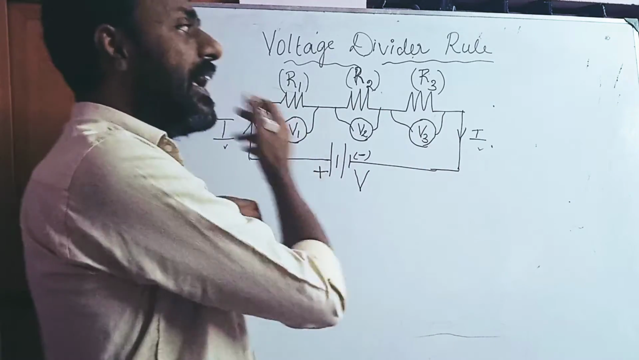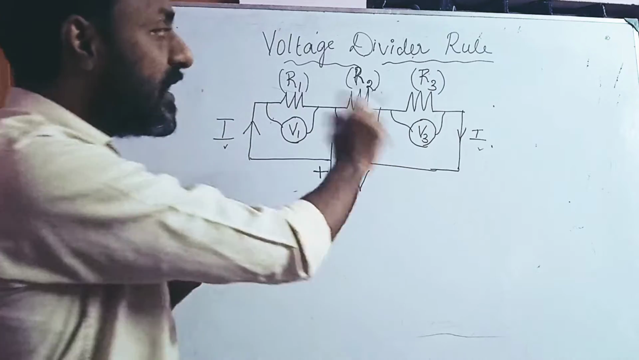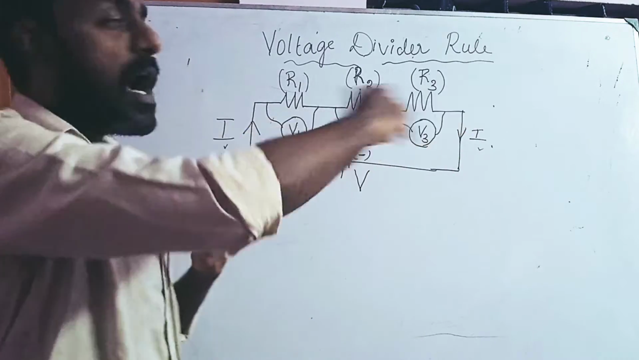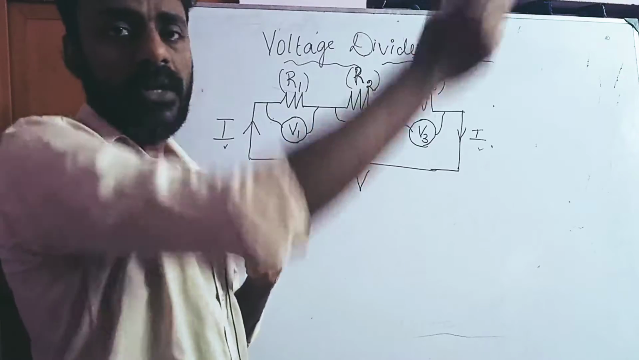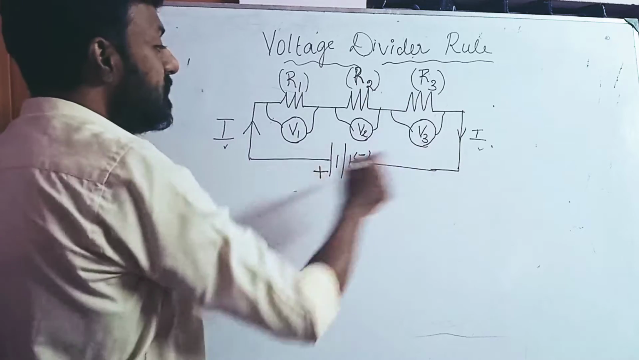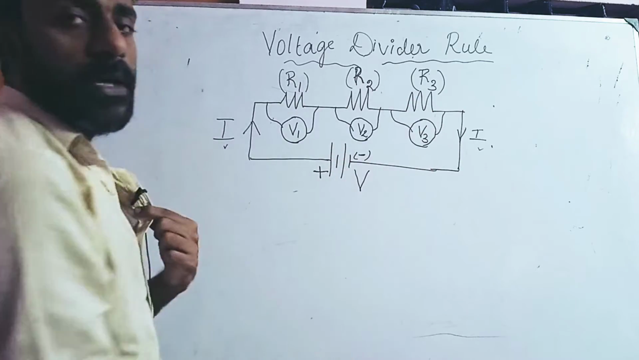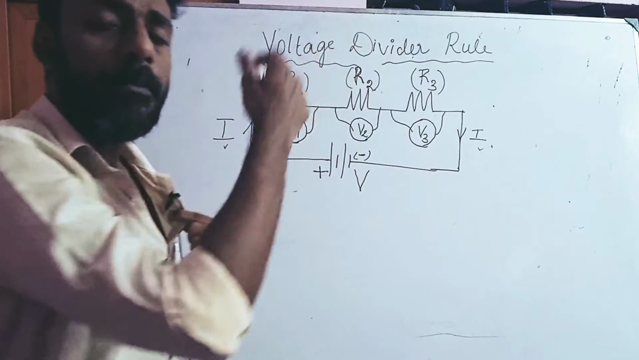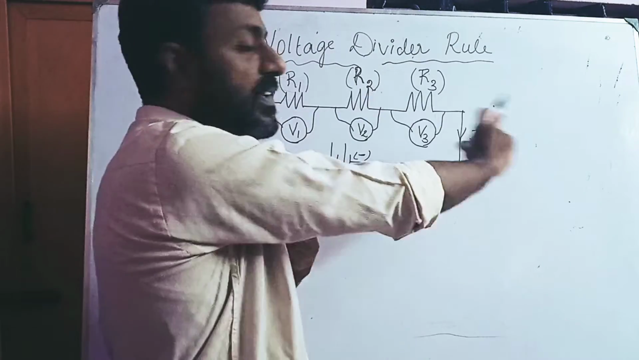Just for the purpose of explaining, I have given three resistors, but there can be any number of resistors, R1, R2, R3 up to Rn. You can connect them in series with a voltage source, and then voltages V1 up to Vn will be developed in the series connection.